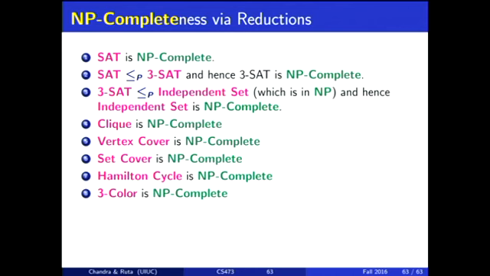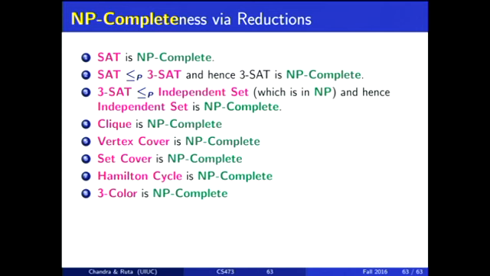Well, we saw 3 SAT reduces to independent set, which is also in NP, so independent set is NP complete. We saw that clique is NP complete because independent set reduces to clique. And independent set reduces to vertex cover, so vertex cover is NP complete. Vertex cover reduces to set cover, so set cover is NP complete. Hamiltonian cycle is NP complete. We didn't prove that, I'll prove it next lecture.